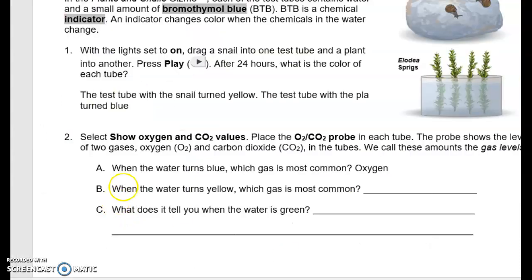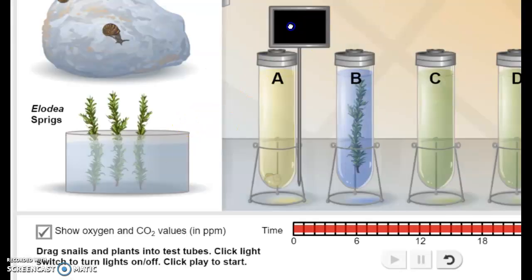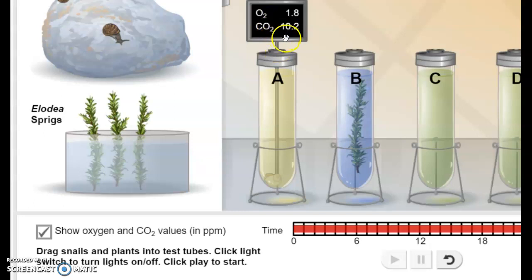B. When the water turns yellow, which gas is most common? So that's going to be carbon dioxide. And here you see the carbon dioxide, when the water turned yellow, was at 10.2.